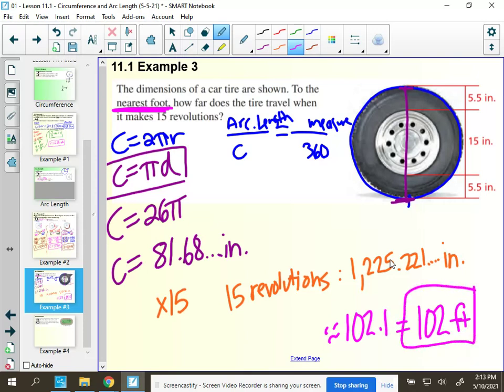That would definitely be the most relatable unit there. 1,225 inches is great, but that's kind of hard to visualize. 102 feet, I at least have a chance to visualize that in my head. Hey, we're on a football field. It's about a third of the length of a football field if I spun this tire 15 times. So stuff like that is where we might want to have it like that. So there's a somewhat real-life situation, at least, connecting it to a situation instead of just saying, here's some numbers.